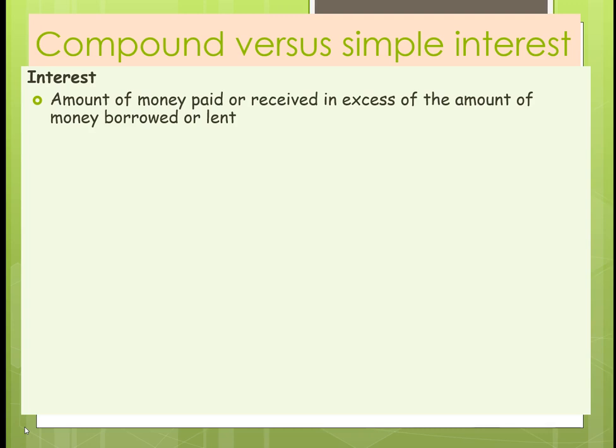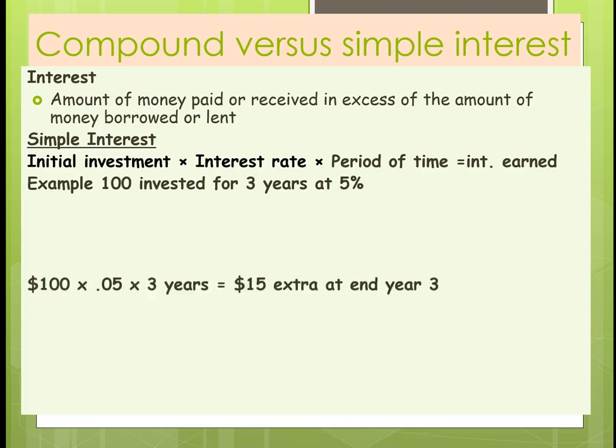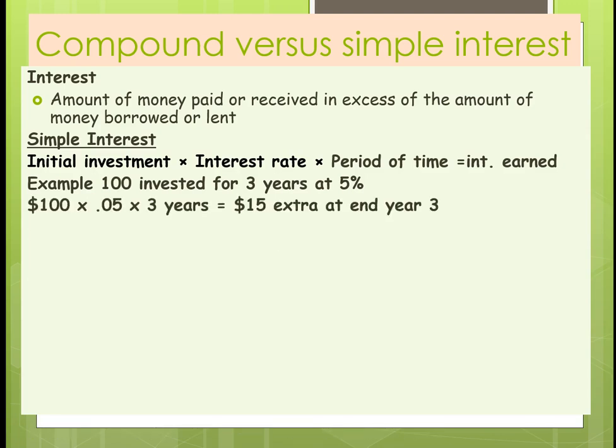Now, we have two kinds of interest. We have simple interest. So, simple interest is you would just take your initial investment times the rate times the period of time, and you would get interest earned. So an example is if you had $100 that you invested for 3 years at 5% simple interest, at the end of the period you'd have $15.